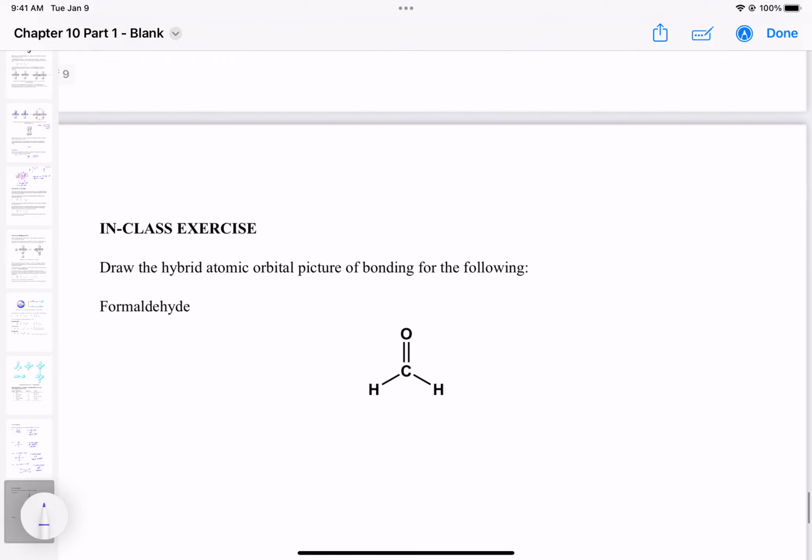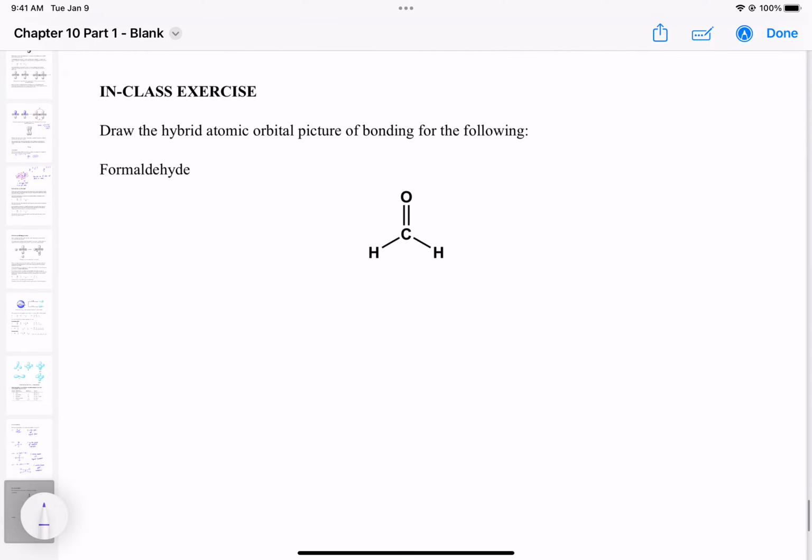Okay, so now let's go on to the next exercise. We're going to draw the hybrid atomic orbitals for formaldehyde and then for acetylene. Okay, so first is formaldehyde. So let's assign all the hybridizations here. Hydrogen is not hybridized, so it's an s orbital for hydrogen, an sp2 orbital for carbon because it has 3 electron groups around it, and same thing for oxygen. If we look at the electron groups, sp2 hybridized.